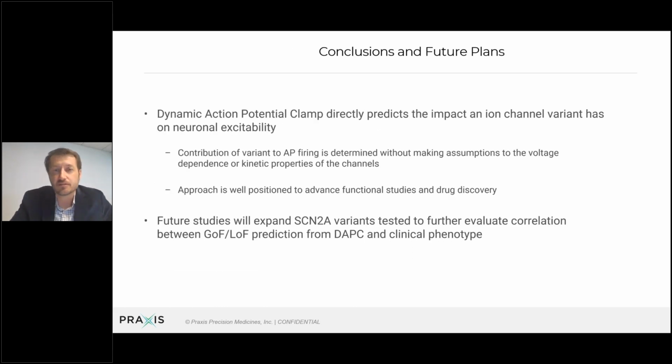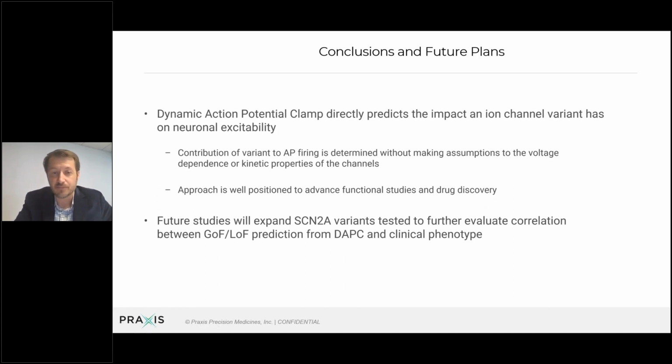So in terms of conclusions, we do think the dynamic action potential clamp is really adding value for understanding, in an integrative way, the effects of the gating changes of a variant compared to the wild type, and doing so in a rapid way that really doesn't require us to make any predictions or any inferences. We have a statistical test within this paradigm, and we really let that drive the decision of whether this is a probable gain of function or probable loss of function. This approach is well positioned to advance functional studies, well positioned to advance drug discovery for various applications. That's something that we are using.